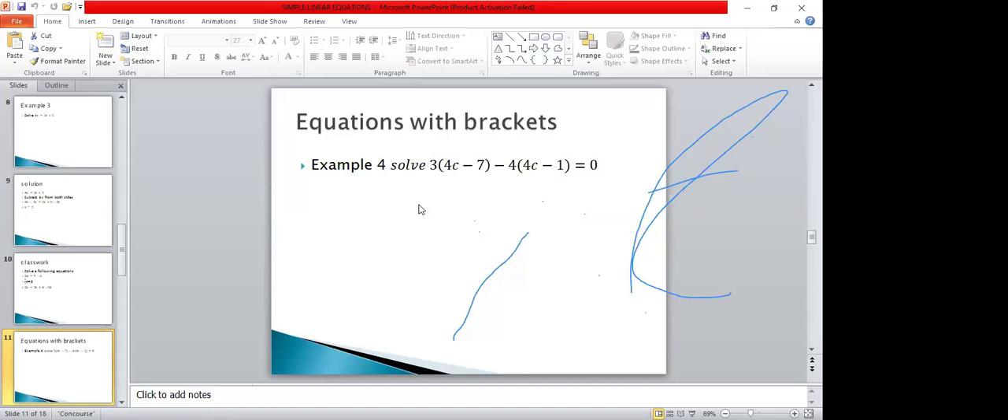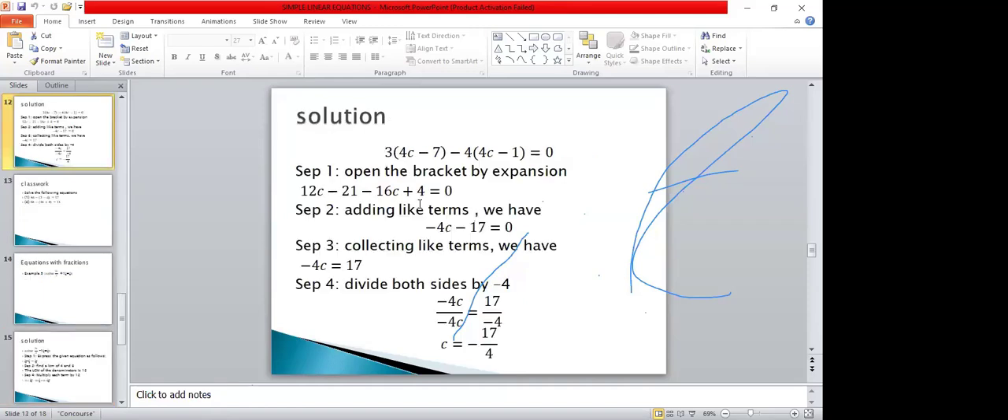Now, how do we solve? The first thing to do is to expand, step 1. We have to expand the expression in the bracket. You open the bracket through expansion. If we are opening the brackets, 3 outside the bracket multiplies whatever is in the bracket, and minus 4 multiplies whatever is in the other bracket. We call it expansion.